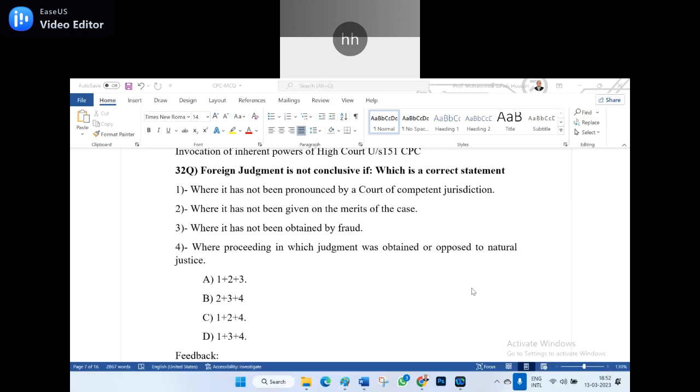I made one mistake there, among the 1, 2, 3, 4. What is that mistake? And I made the options here. A foreign judgment is not conclusive, I have given, where it has been pronounced by a court of competent jurisdiction. Not been pronounced by a... That means if it is pronounced by the competent jurisdiction, then it is conclusive. That's why not is given over there.